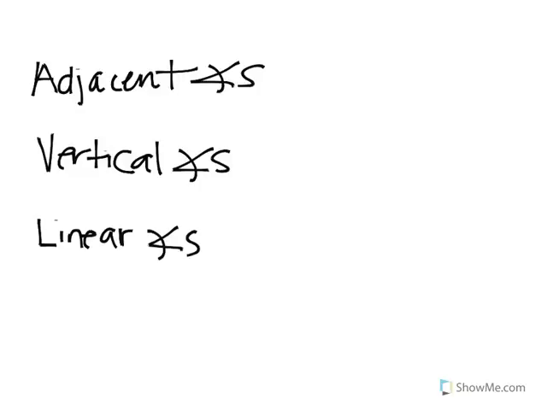Okay, so adjacent angles are angles that lie on the same plane, have a common vertex and a common side. So adjacent angles would be this angle right here, BAC, and this angle right here, CAD, because they share a common vertex and they share a common side, C.